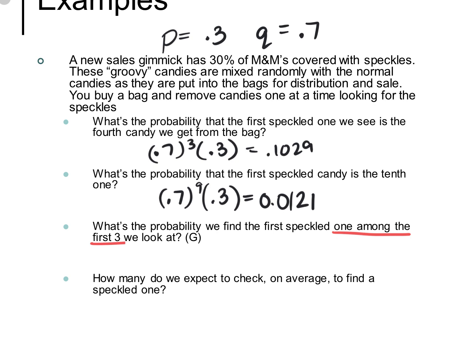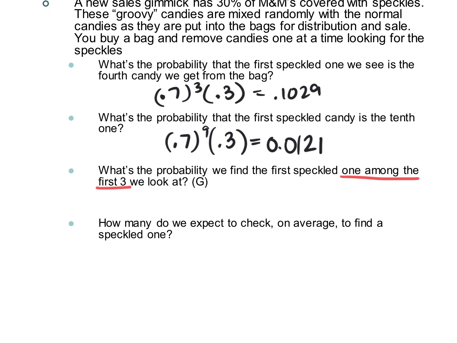So what's the probability that the speckled one is the first one? 0.3, right? It's the first candy, or means we're going to add or multiply. Add. Or it's the second candy we see. So the first candy is not, and the second candy is speckled. Or it's the third one we see, 0.7 squared times 0.3.